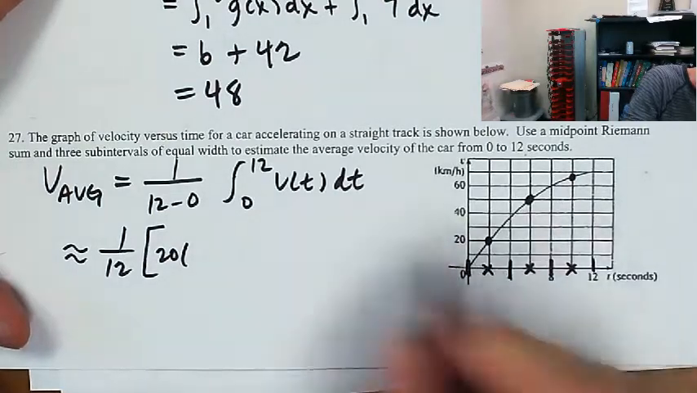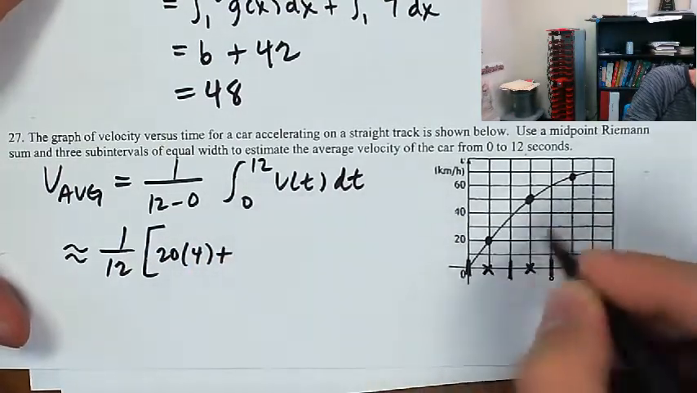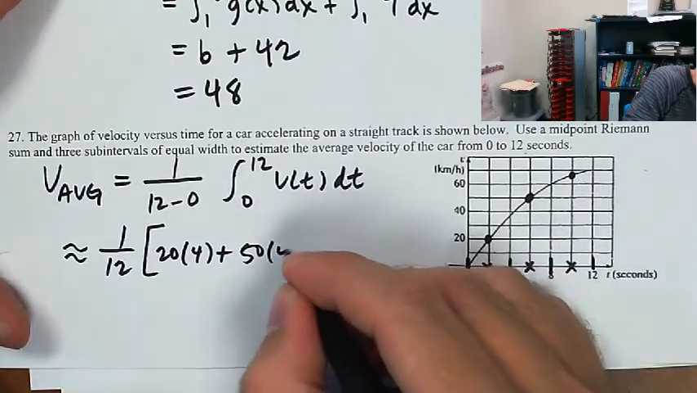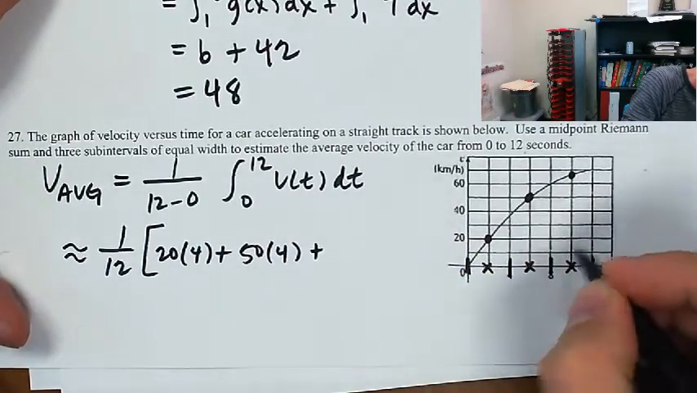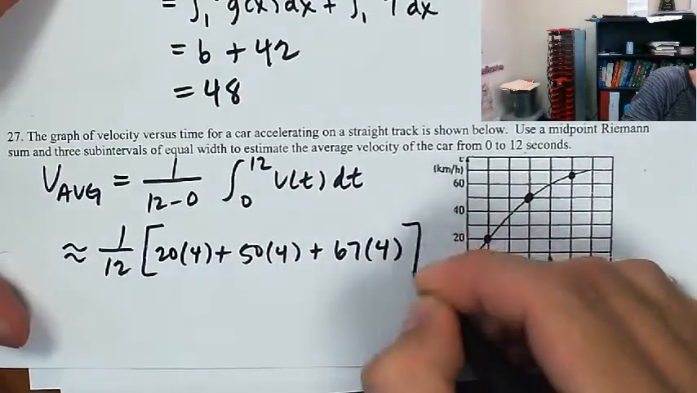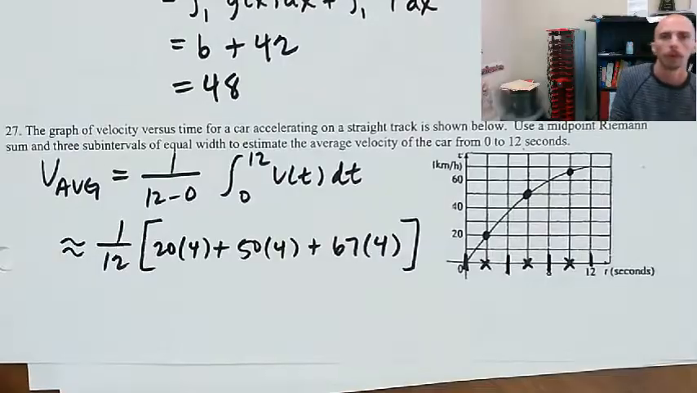Okay, so height is 20. Width of the subinterval is from 0 to 4, so that's 4. Plus height is 50. Width of the subinterval from 4 to 8 is also 4. Height is 67 times width is 4. And then that's something that we could run through a calculator if we needed.